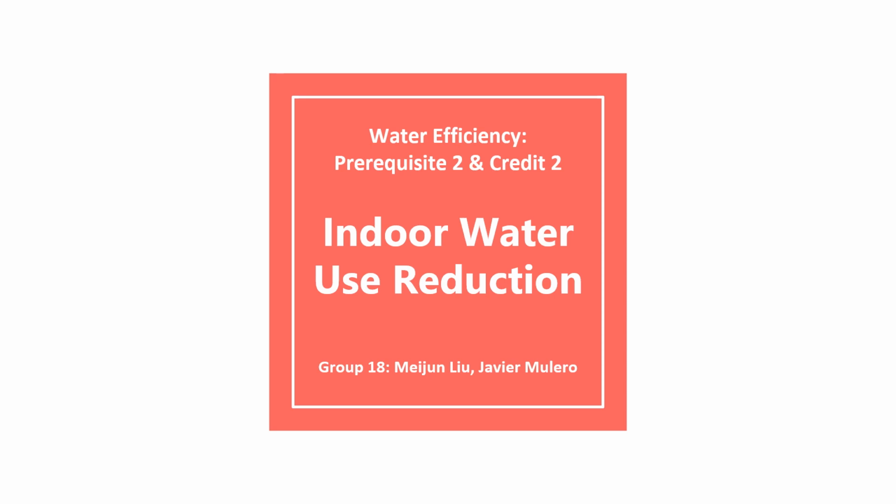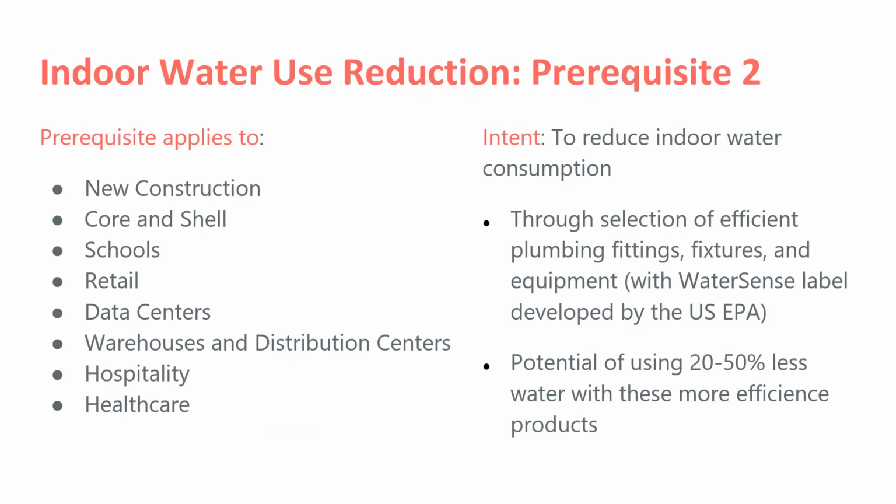We're Group 18 and we'll be covering indoor water use reduction, which is Prerequisite 2 and Credit 2 of water efficiency. We'll start off by discussing Prerequisite 2, which applies to new construction, core and shell, schools, retail, data centers, warehouses and distribution centers, hospitality, and healthcare. The intent of this prerequisite is to reduce indoor water consumption.